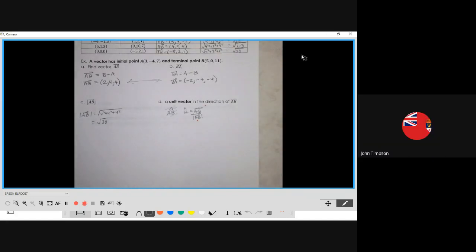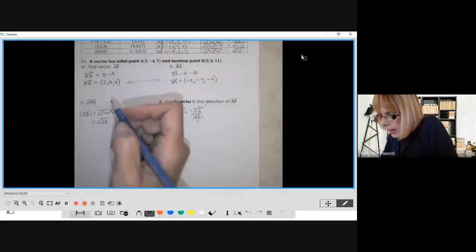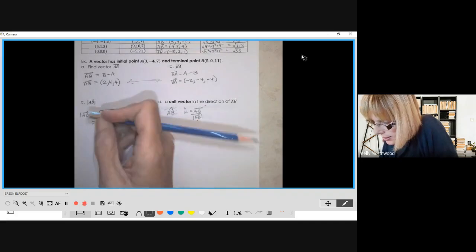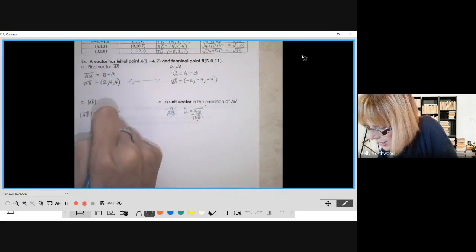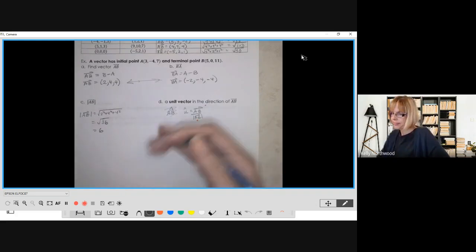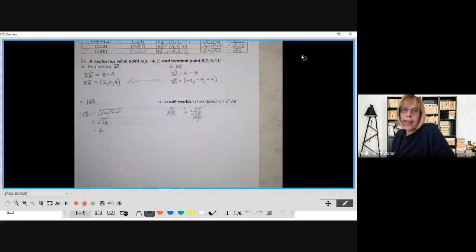Miss Northwood? Yep. I believe the magnitude for AB should be 6. Did I add wrong here? 32 and 4, you're correct, is 36. Thank you. And square root of 36 does turn out to be 6. Lovely. Okay.